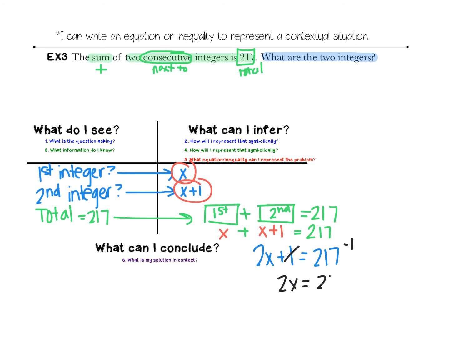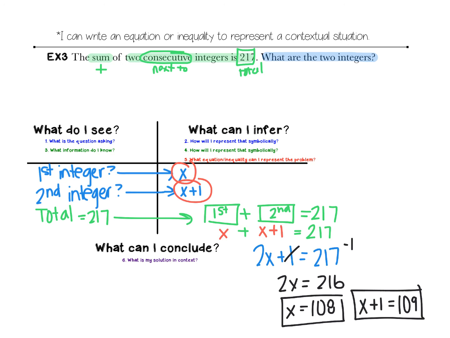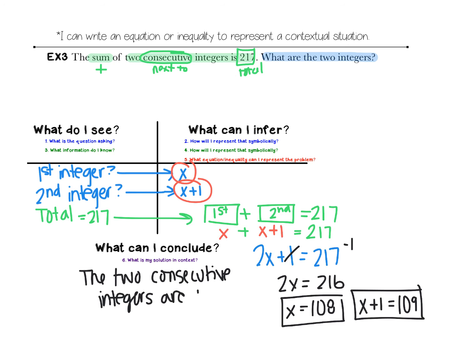And when I get x by itself, I get x equals 108. So if x is 108, the first integer, then that means x plus 1, the second integer, is going to be 109. So my solutions, the two consecutive integers, are 108 and 109. And I can check those by saying 108 plus 109 is 216, and they are consecutive.